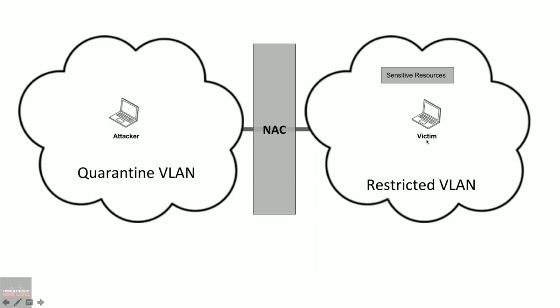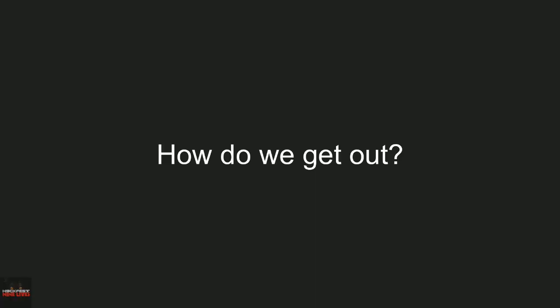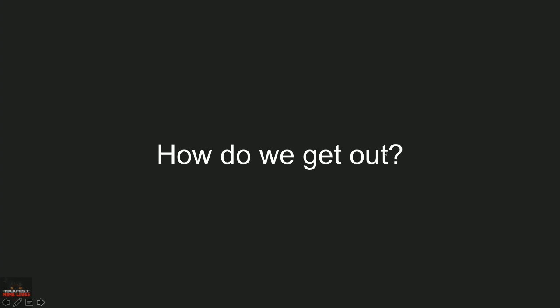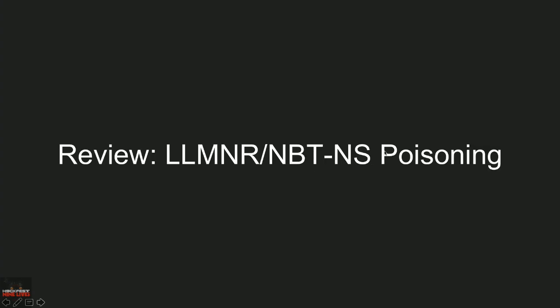Fortunately, we know that we have one victim device already on this network, and it's authorized. The reason we know that is because we would have had to attack this victim device to get access to this network in the first place, using the technique that we saw at the very beginning of this talk. So the question is, how do we get out of this? How do we pivot from this quarantine VLAN to the restricted VLAN? Before we talk about that, we have to review a couple things.